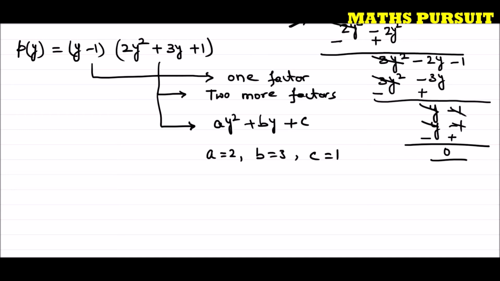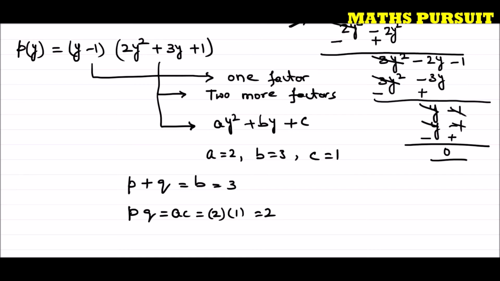Now guys, we are going to solve this one using the splitting the middle term method. We are going to factorize the quadratic polynomial using splitting the middle term. For that, we need to find two numbers, let's say p and q, where p plus q is equal to b, that is 3, and p into q is equal to ac, that is 2 into 1, that is 2.